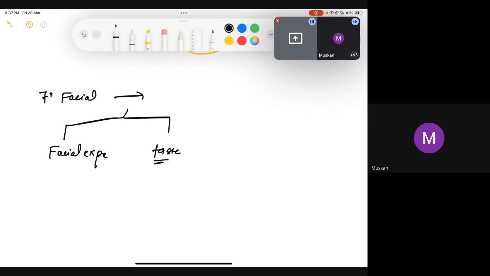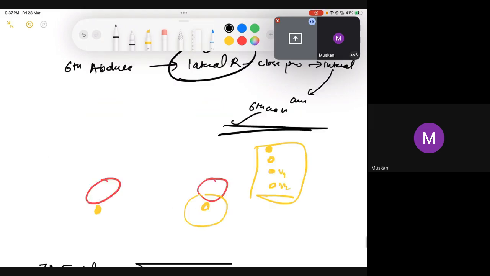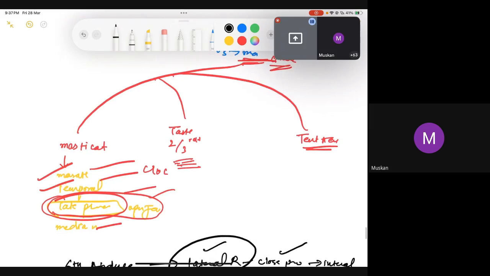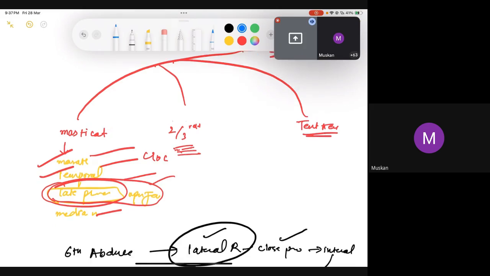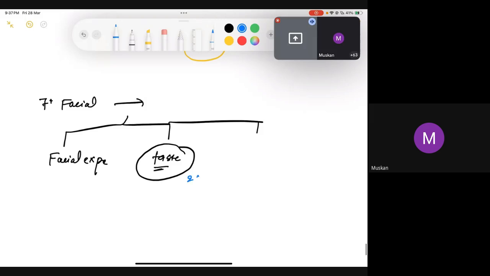The trigeminal was for sensation only, not for taste, right? Facial was for your taste. Trigeminal was for sensation of the anterior 2/3 of the tongue. It's not for taste. So it's basically for sensation, and for the taste of the anterior 2/3 of the tongue, your 7th or facial nerve is involved.